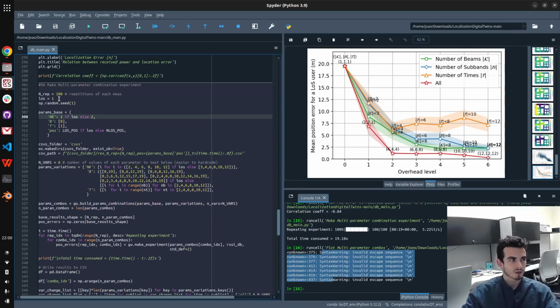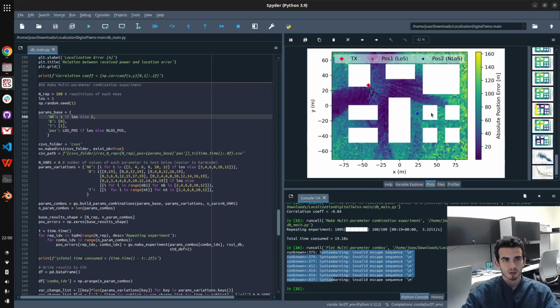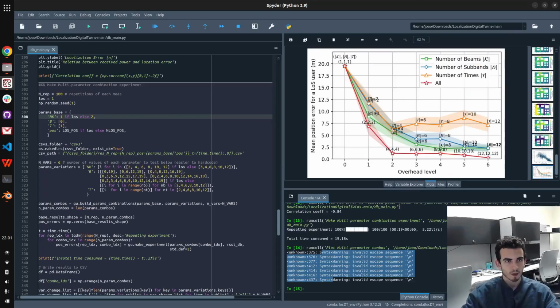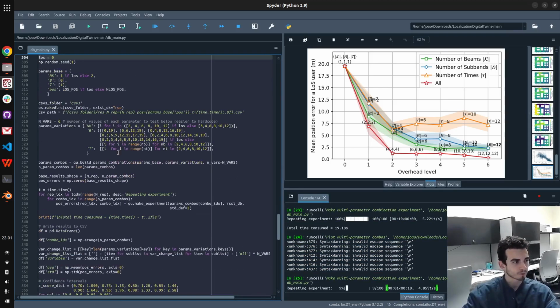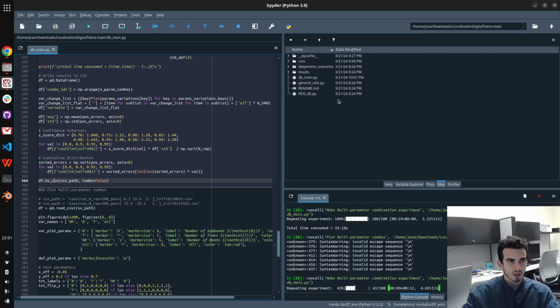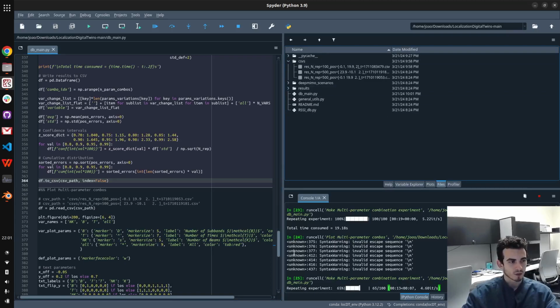So this was for the line of sight position. So with one, it started around 20 meters, and that's more or less what we have here. But then it decreased, and that's what we are seeing here too. Now, if we change this to non-line of sight, and we perform the same experiment, this is writing to the CSV, and we're going to see a new CSV pop up here once these results finish.